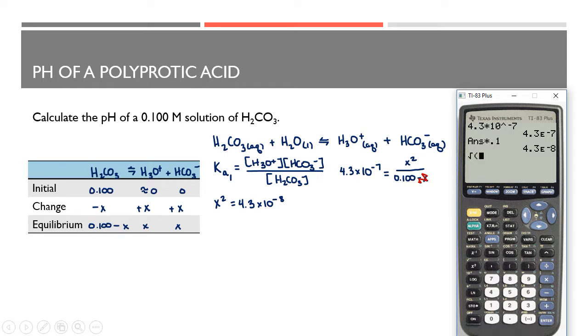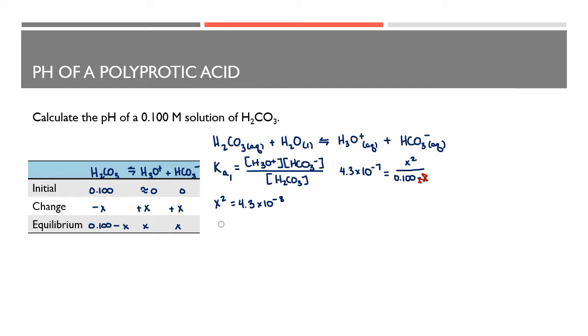I will take the square root of both sides. Now the square root of X squared is just X, and the square root of 4.3 times 10 to the negative 8th is 2.07 times 10 to the negative 4th. So I have 2.07 times 10 to the negative 4th. Now this is my X. But ultimately what I want is my hydronium concentration. So my H3O+ concentration is equal to that X value, so 2.07 times 10 to the negative 4th. Now, this is the hydronium concentration only after the first step.